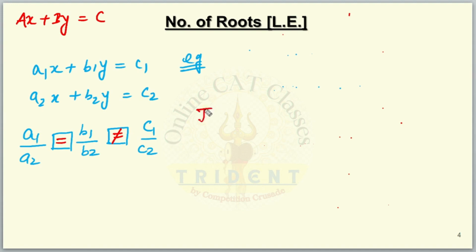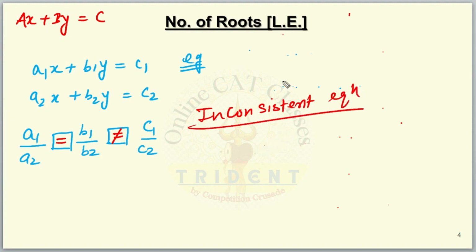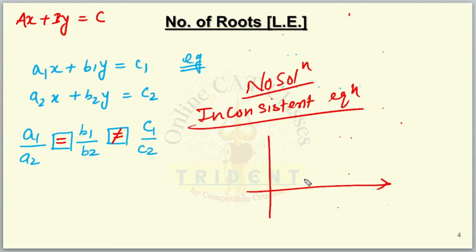something called inconsistent equations. Inconsistent equation means you will find no solutions. Please remember, in the first case we found infinite solutions. Here we will find no solution for a simple reason: the coefficients of these two lines, a1x, b1y and c1, they are effectively parallel lines. So I can represent them like this. So their slopes are actually going to be equal.